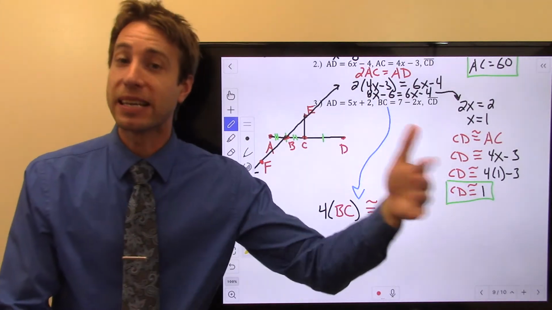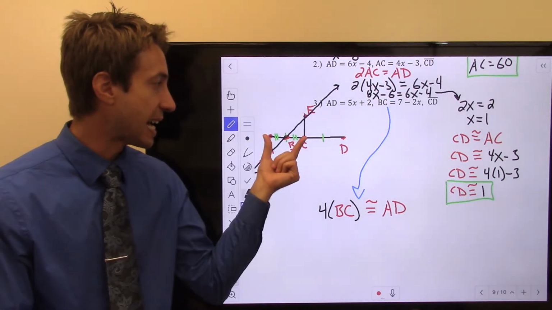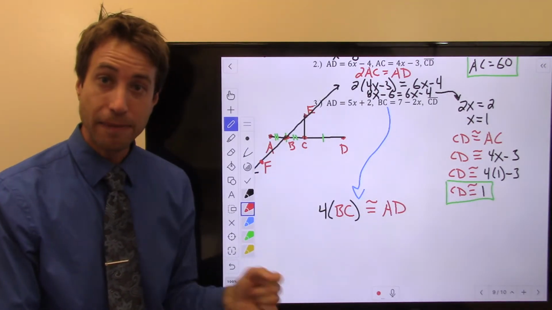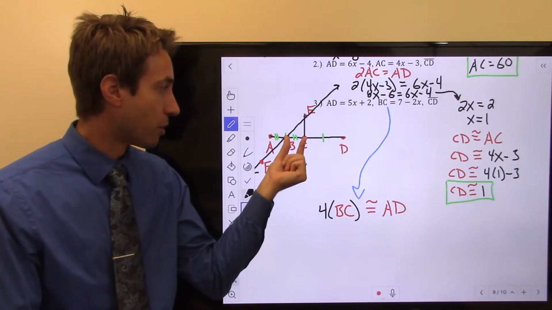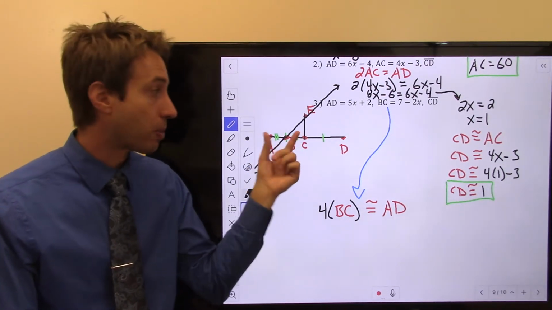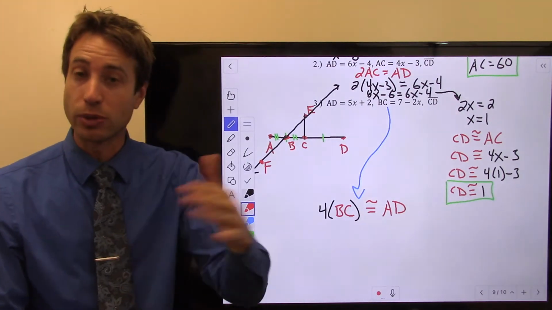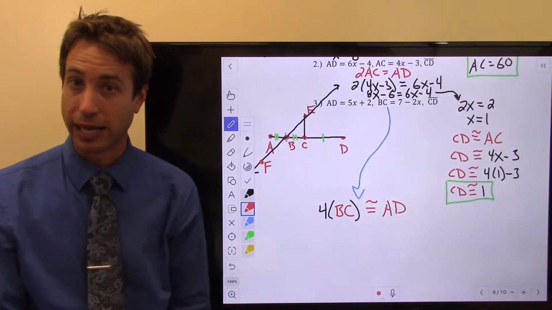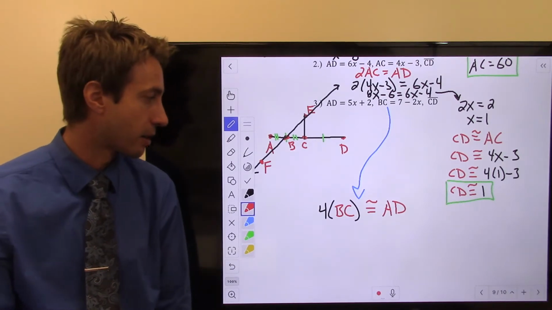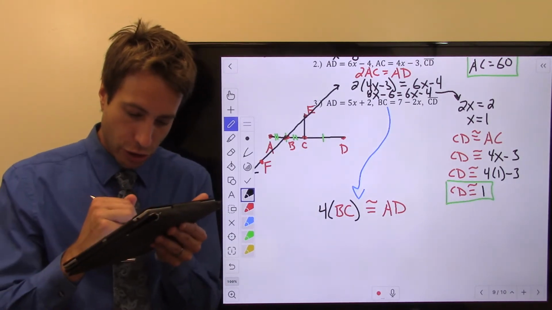And I know that because of this midpoint stuff. I know that AC is the same as CD, and I know that BC is the same as AB. So I just multiply it by 2, I get AC. Multiply it by 2 again, I get CD. 2 times 2 is 4. 4 times BC is the entire length. It's a quarter of the entire length. Plug and chug, guys.